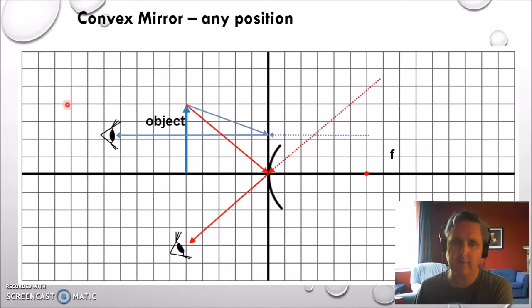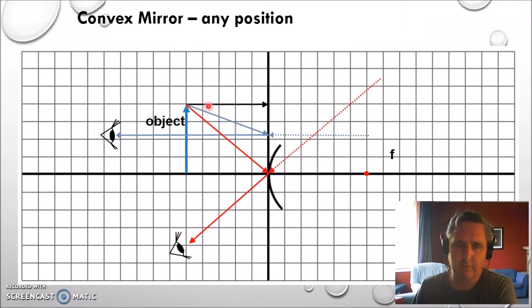So if our eye could at the same time look at both of these light rays, which it might do if we're looking at a mirror, we would think that the top of the object had originated from here, from the other side of the mirror. Now let's draw the third light ray just to be sure. That one goes parallel, and then it reflects off as though it had come from the focus.